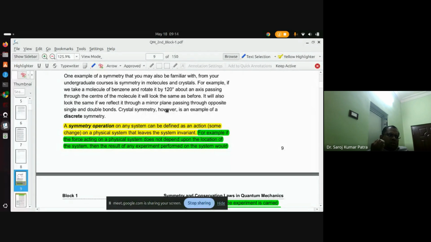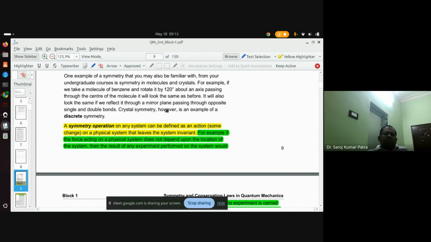suppose you are conducting an experiment, let's say a refractive index measurement using a prism, and you are doing this experiment in Bhubaneswar, and suddenly you transfer it to Calcutta, then the results will not change. So this is translational symmetry, where the physics will not change.